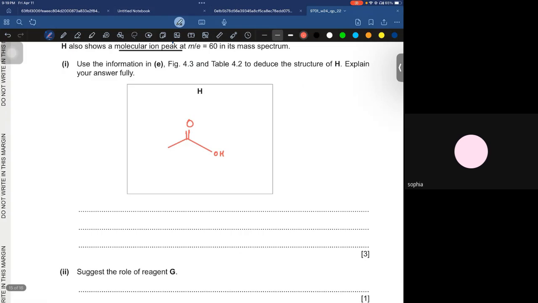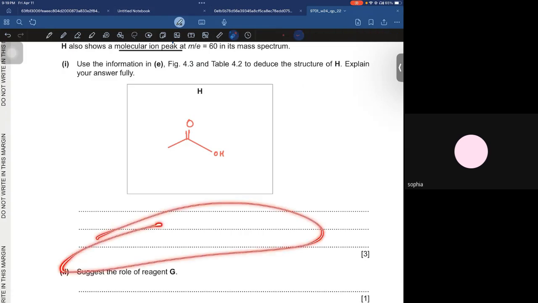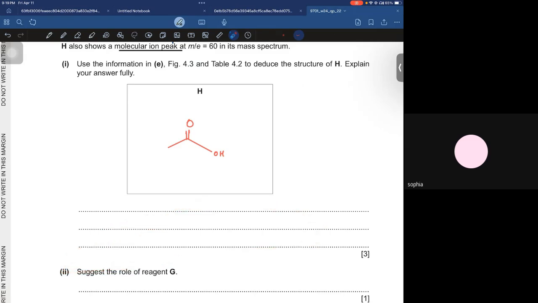H is your carboxylic acid. So you are supposed to write that the molecular ion peak was at 60, which means that the molecular mass is 60. Let me confirm this. It has CH3, then C double bond O, and then OH, so it has two carbon atoms, four hydrogen atoms and two oxygen atoms. The overall mass is 12 times 2, plus 4, plus 32, which is a total of 60. It is confirmed.